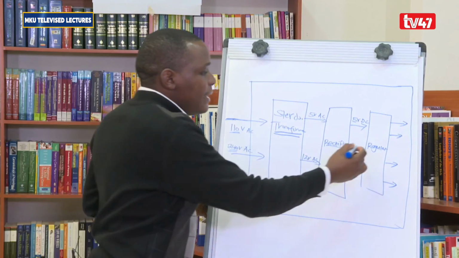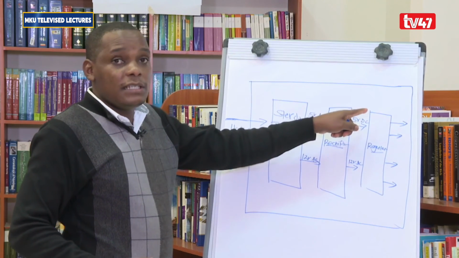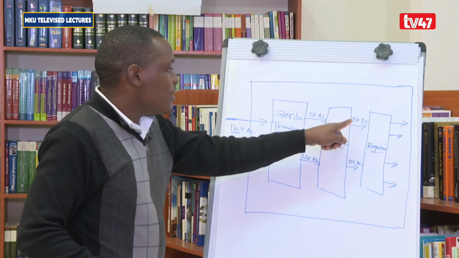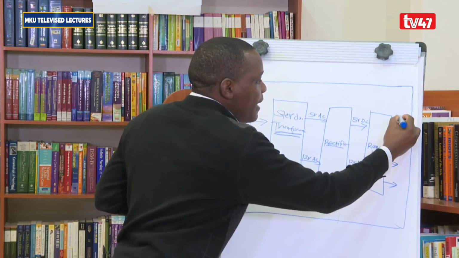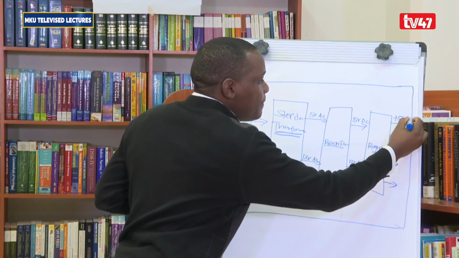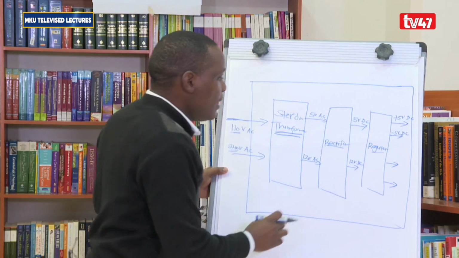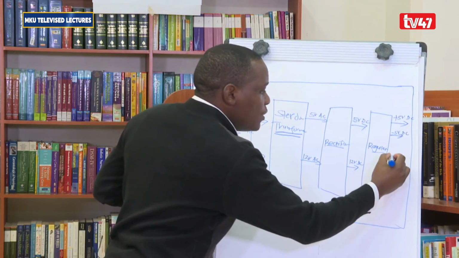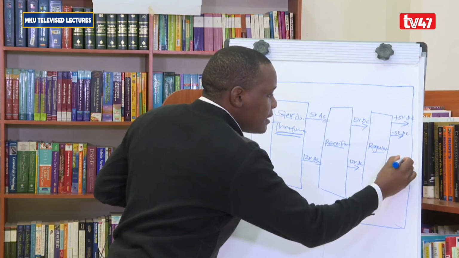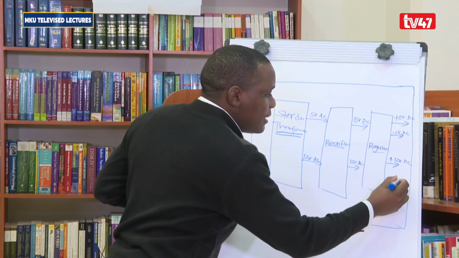And then the regulator here separates the positive voltage and negative voltage. So the 5 volts DC is separated into positive 5 volts DC and negative 5 volts DC. And then 12 volts DC is separated into positive 12 volts DC and negative 12 volts DC.